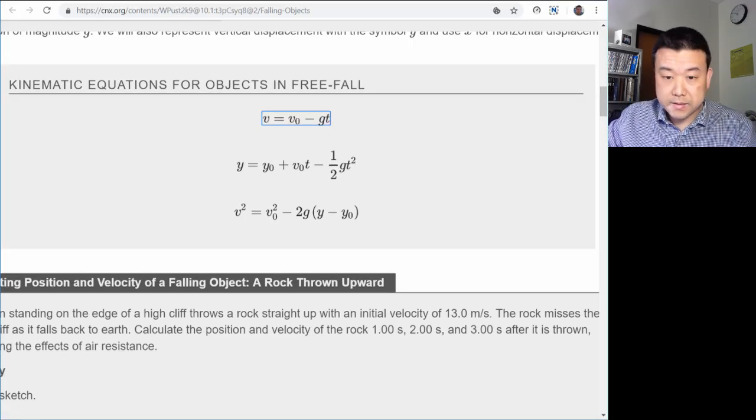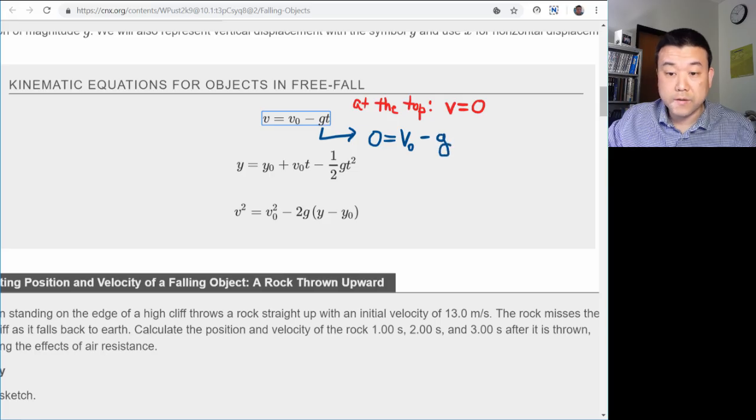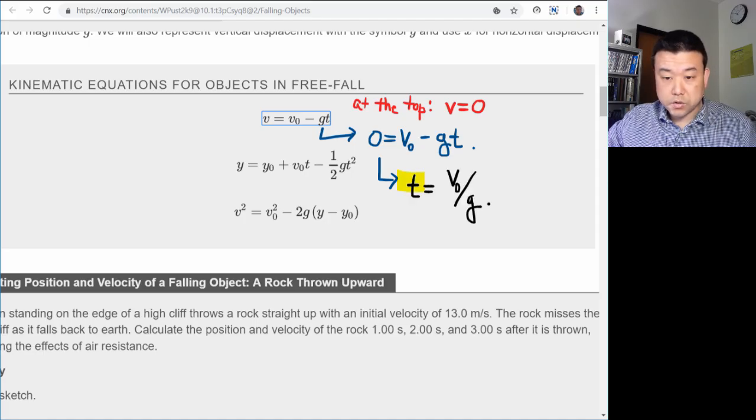So what we are saying is at the top of the motion, the velocity of the free falling object is zero. So this equation becomes 0 is equal to your initial velocity minus g, gravitational acceleration, times time. So solving this for time, you can get the amount of time it takes for the rock to reach the top of its motion. So this is probably an equation you want to write down so that as you're doing that homework question, you have it handy for reference.